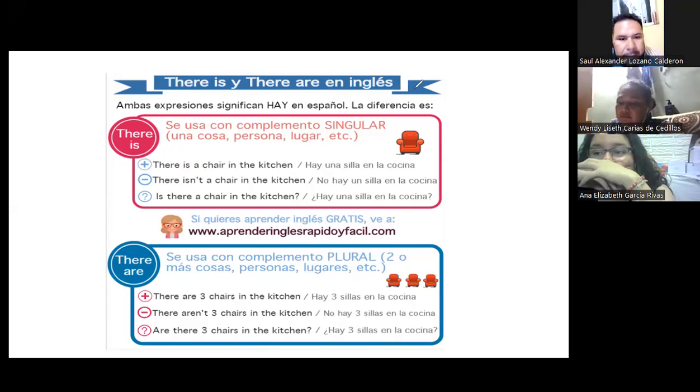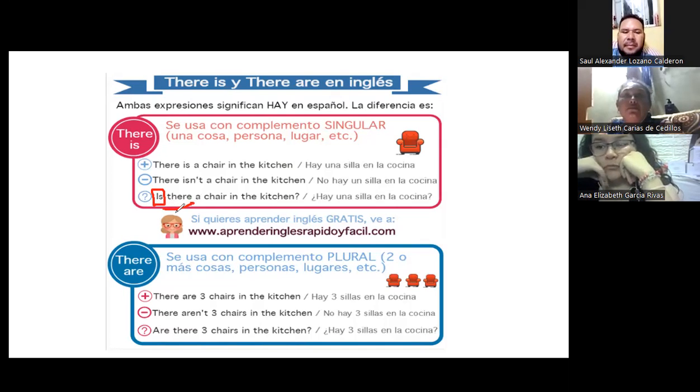Para pregunta es sencillo porque solo vamos a cambiar la posición del verbo be, que en este caso es is, are o am. Y lo vamos a poner al inicio, ya que en la oración anterior estaba después de there. Acá en este caso, pues va al inicio. Entonces decimos, is there a chair in the kitchen? Is there a sofa in the living room? Is there a picture in the living room? Is there a notebook on the table? Entonces, ahí es donde cambia esa estructura.